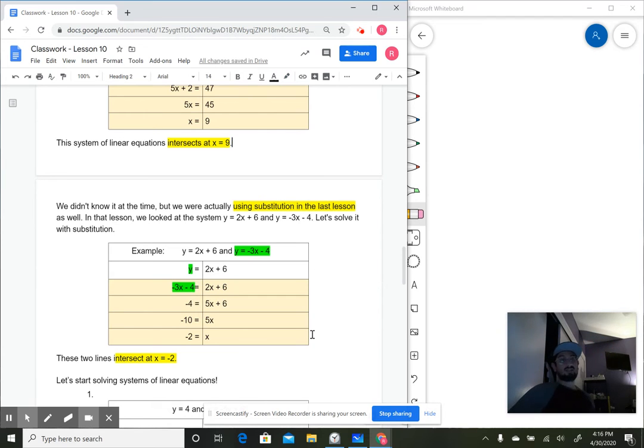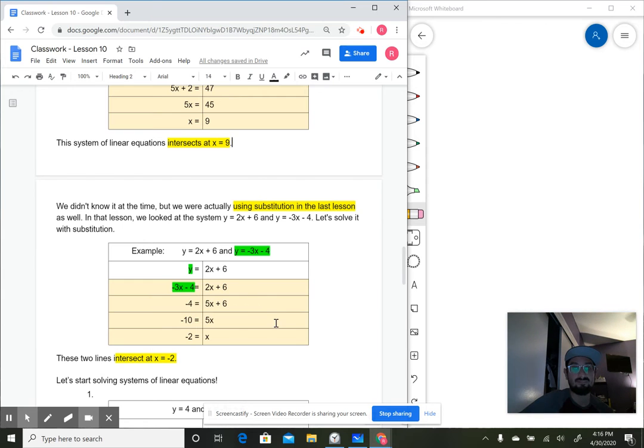For this one, we have a negative x, so we're going to add x to both sides. Then subtract 6 on both sides, and you get negative 10 equals 5x. Divide 5, so divide negative 10 by 5, and you get negative 2. So these two lines intersect at x equals negative 2.